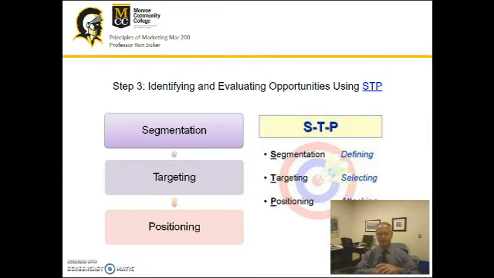And the first one I want to talk to you about is the STP model. The STP model is used really for identifying and evaluating market opportunities. S stands for segmentation, T stands for targeting, and P stands for positioning, the STP model.